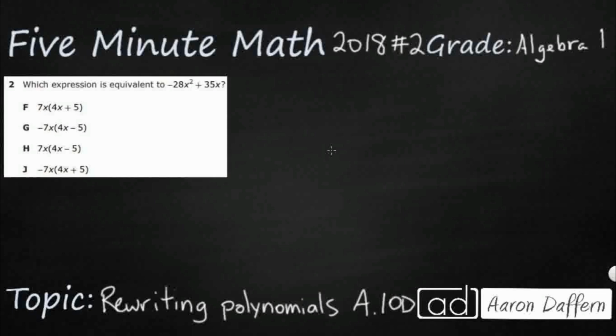So we have this basic expression here, negative 28x squared plus 35x. We need to rewrite it. One of the things that we can do when we're looking at a basic expression is called factoring. It's the distributive property in reverse. So here's the distributive property, and we've been looking at this for years.